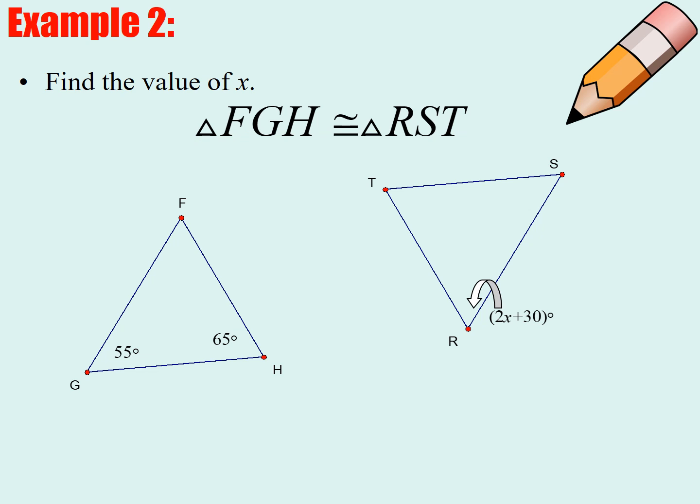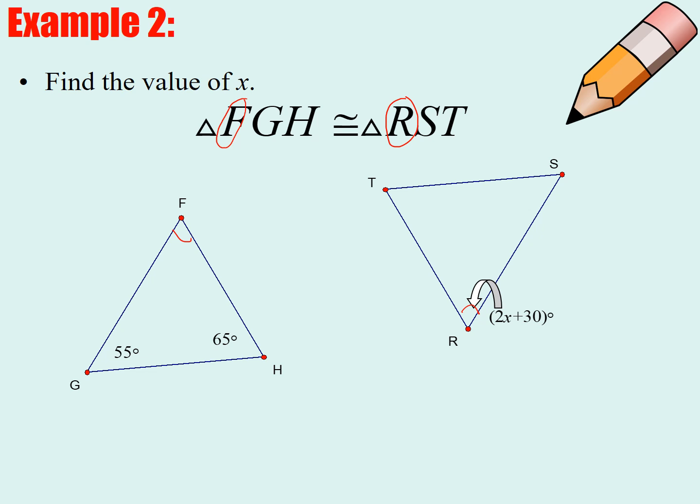So we know that angle F is congruent to angle R because of the order in which they're written. And we don't know what the angle measure is for angle F quite yet, but we do know from one of the theorems that you've learned and practiced for a very long time that a triangle adds up to 180 degrees.